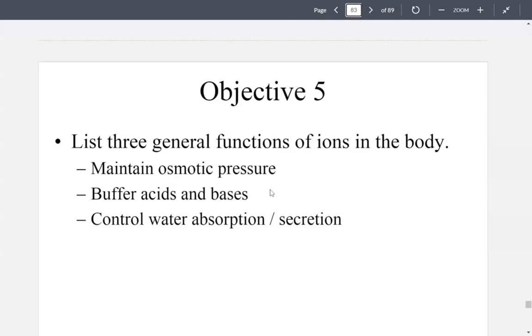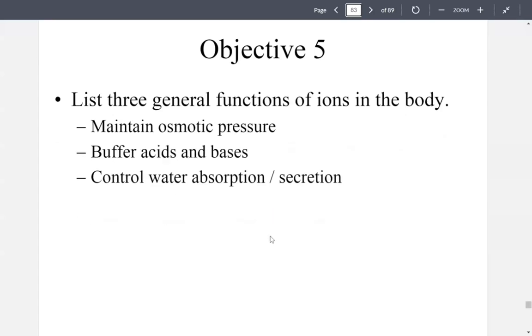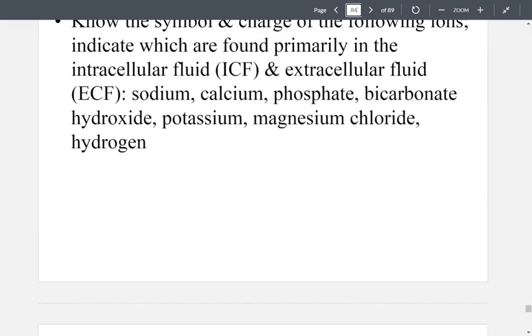All right, let's finish off Unit 3. We're going to talk about ions a little bit more. Ions are going to have three general functions, helping to maintain osmotic pressure because they are a driving factor for solute concentration. They're going to act as buffers, and they're going to help control water absorption and secretion.